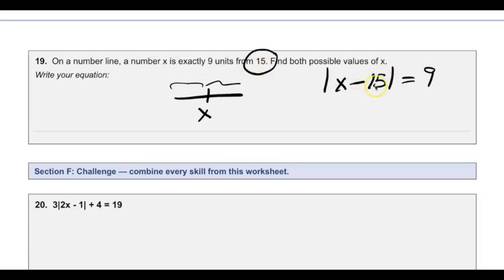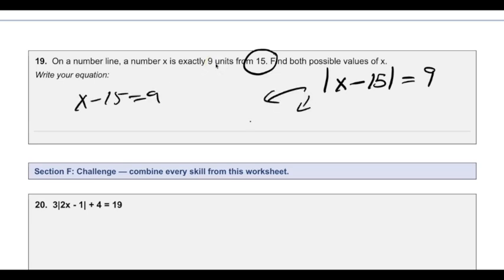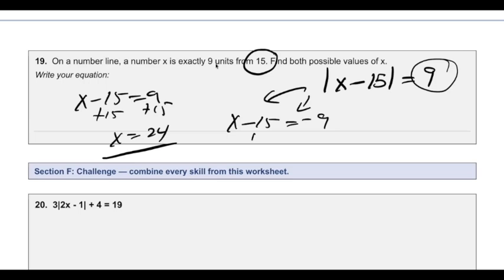Same idea. What's our target value? We were trying to get to 15, and then we're going to be 9 units from it. From there, we're just going to set it up. One exactly the same, and then one negative. Remember, we only change this value, so it equals negative 9. Add 15 to both sides. X is equal to 24. Add 15 to both sides. X is equal to 6. Are both those numbers exactly 9 units from 15? Yeah. We went 15, we went up 9, and we went back 9. We got those two numbers.